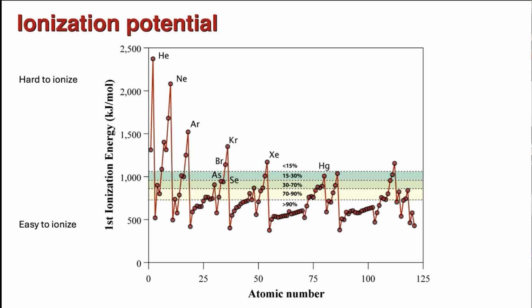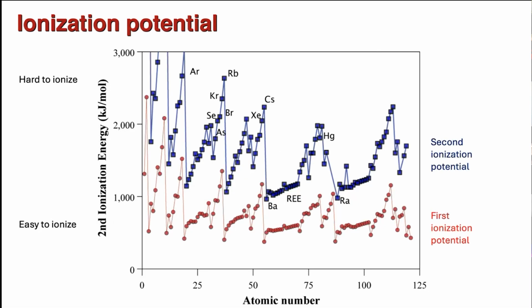Now, think in terms of, well, what would we do to make two electrons come off an atom? And so we can think of the second ionization potential energy. The red one is the one we saw previously, and the blue is the second ionization potential energy. And all it's really saying is, again, that to remove 2 electrons from an atom requires even more energy.